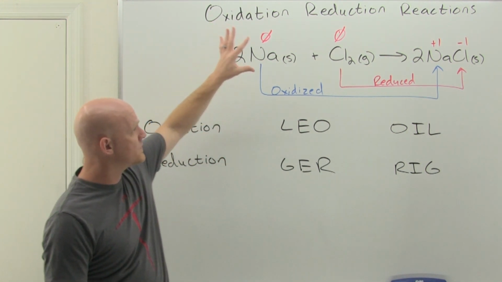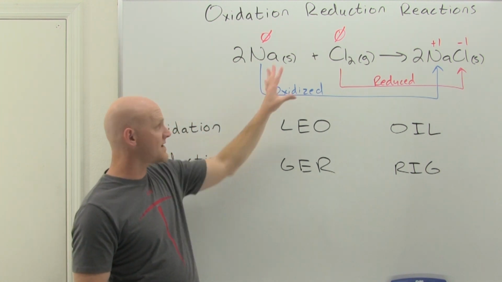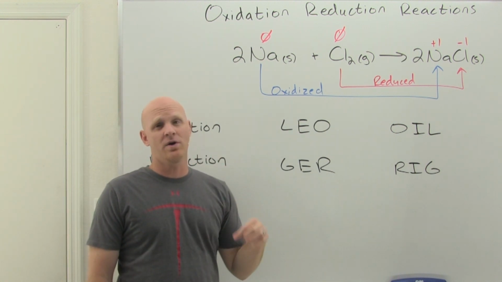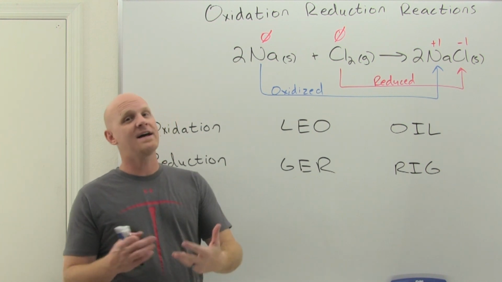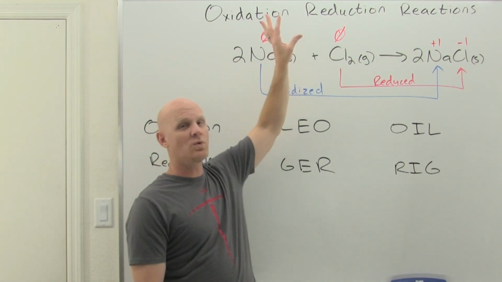All right, so usually when I'm identifying the species that are oxidized and reduced in a reaction, I assign these oxidation states, and we'll learn how to do that in a little bit here. And then I look for the one that went down. Whichever one went down, that's reduction. And the one that therefore went up, that's oxidation.